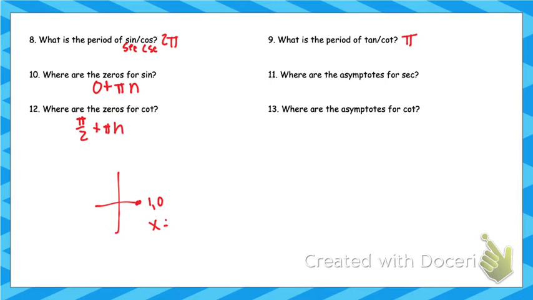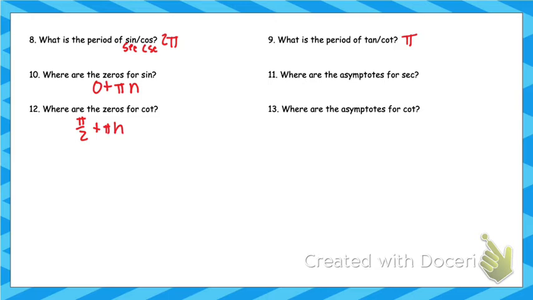Cotangent is x divided by y. Well, 1 divided by 0 is undefined. So at 0, it doesn't have a 0. It's not equal to 0. But over here at pi over 2, 0 divided by 1 is 0. So pi over 2 is a 0. It gives you 0 as an answer when you actually find it.